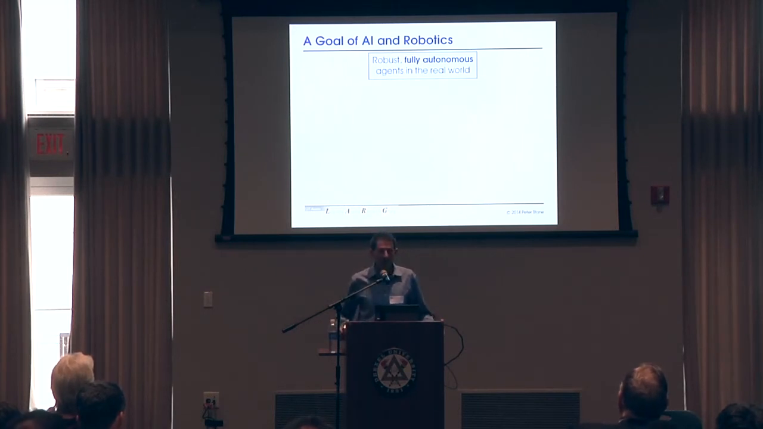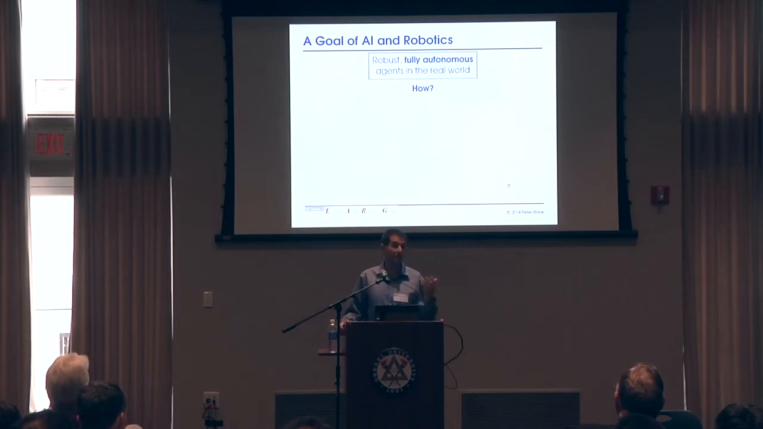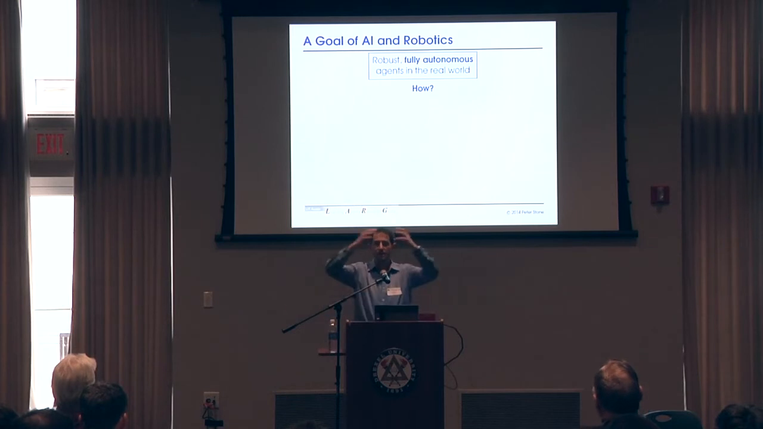So one goal of AI and robotics is to create robust, fully autonomous agents in the real world, and I've been sort of motivating that up to this point. But a question then becomes, how are we going to do that? One possibility, and this is the approach that the field of artificial intelligence took from the beginning, was, well, let's break down the task and work on each of the components individually. Let's work on language, and let's work on planning, and let's work on manipulation, and let's work on locomotion and vision, all as separate subfields, and then put them together magically at the end.